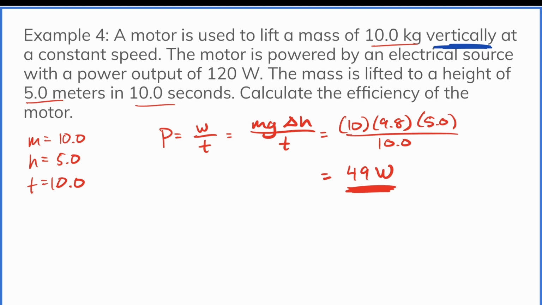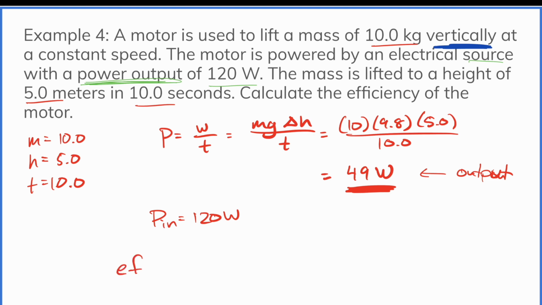Now there's a little bit of a language thing here. The motor is powered by an electrical source with a power output of 120 watts. That doesn't mean that the motor has 120 watts. It means the electrical source is putting out 120 watts. So we have to be very careful with our language here. But the input power is the 120 watts. That's what's going into the motor from the electrical source. And so the 49 watts that we calculated is our output power. This is what came from the machine. This is the useful work that we got done.